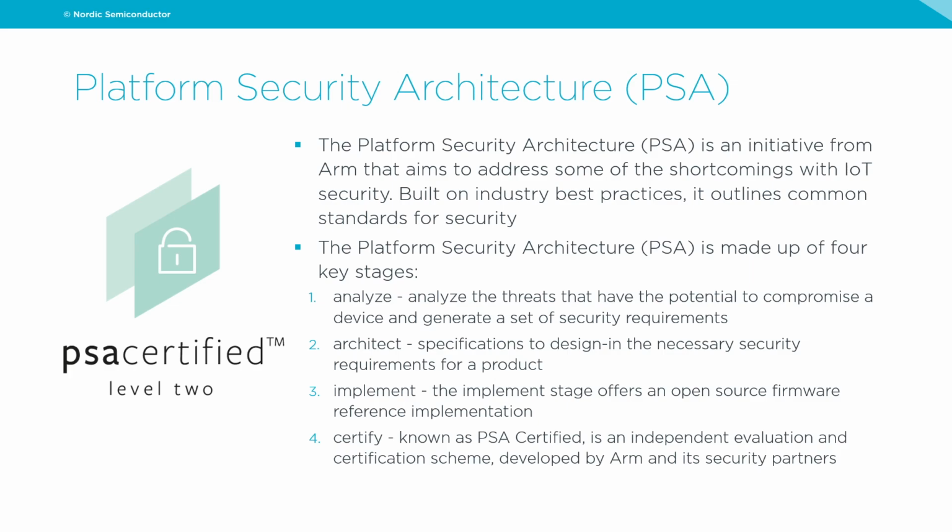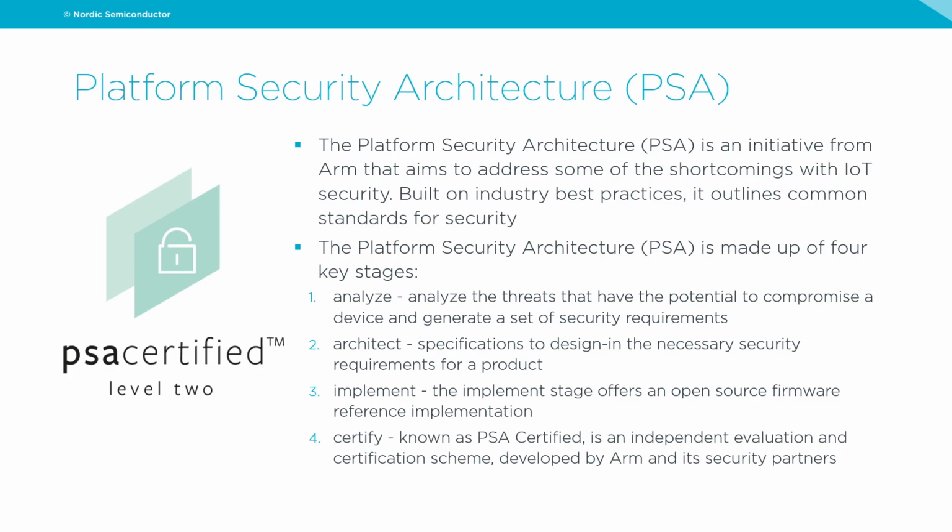The PSA defines 4 key stages. In the first stage, you analyze the threats that have the potential to compromise your device. The goal is to generate a set of security requirements based on the risks. For the second stage, which is the architect stage, ARM provides a set of freely available hardware and firmware specifications to design the necessary security requirements for your product.